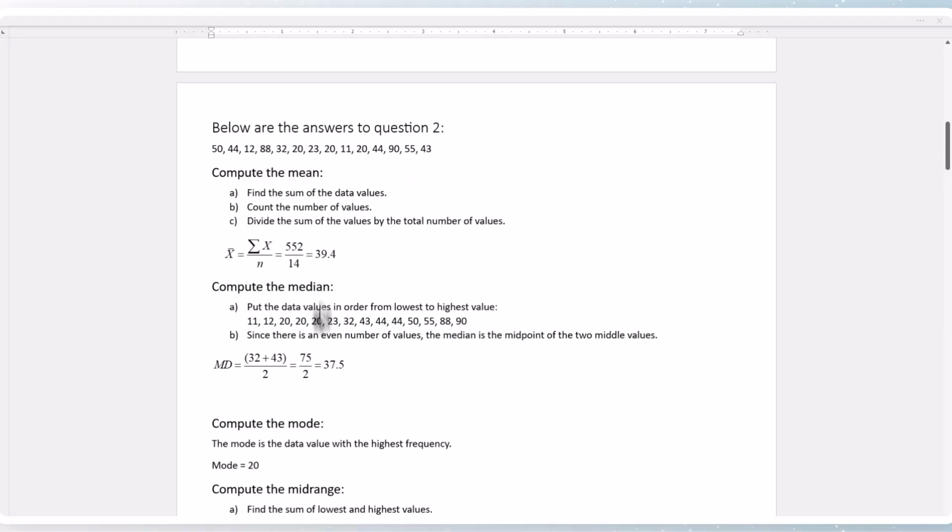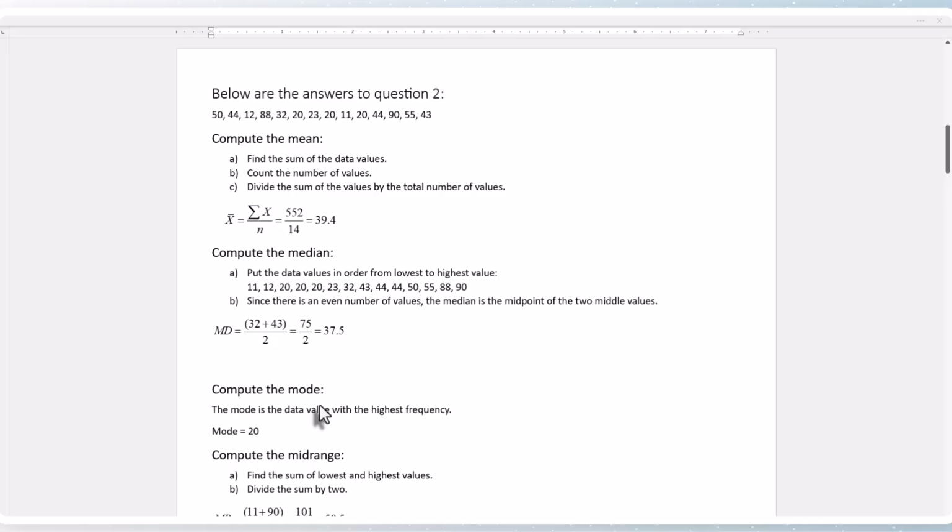To find the median, we put the numbers in numerical order from lowest to highest. Now, since we have an even number of data values, we pick the two middle values, 32 and 43, and we find the midpoint of those two values. So 32 plus 43 is 75. We divide by 2 to get 37.5.